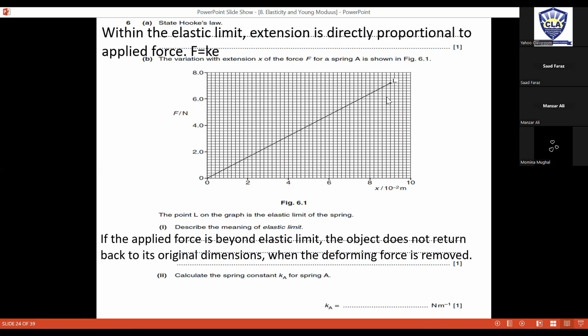Then we have to find the value of spring constant. We have force, we have extension, ratio F over E is spring constant. You can choose any value. I'm choosing 8 extension. It is 6.4 here. 6.4 divided by 8. You can choose any other point, like you can choose a 2 on the x-axis if you want to. I have chosen 6.4 on the y-axis. So this will give you the value of spring constant.